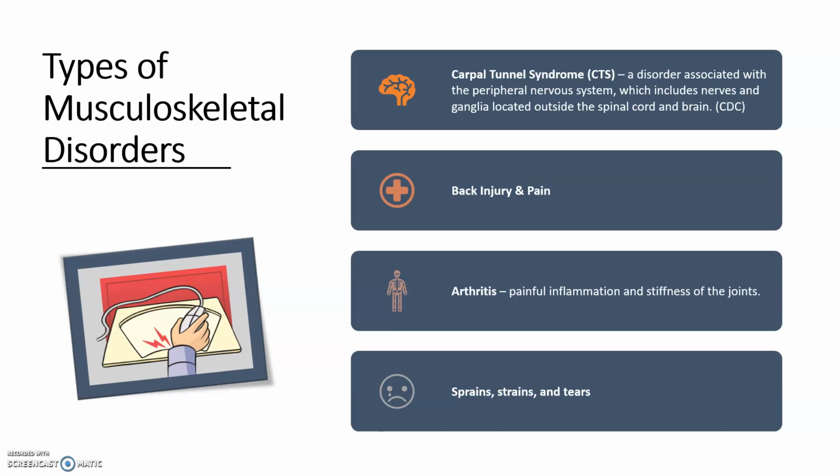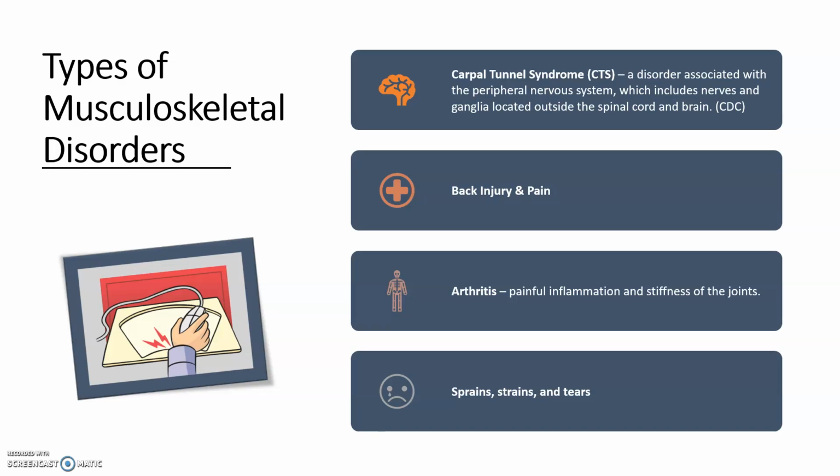On to the third slide, types of musculoskeletal disorders. The most common ones in the office are carpal tunnel syndrome, which I'm sure many of you have heard, shortened as CTS, and it is a disorder associated with the peripheral nervous system, which includes nerves and ganglia located outside the spinal cord and brain. And this is also the CDC's definition of CTS.